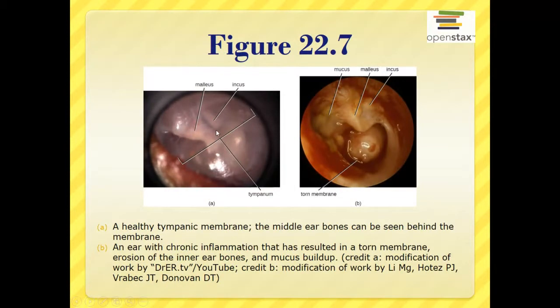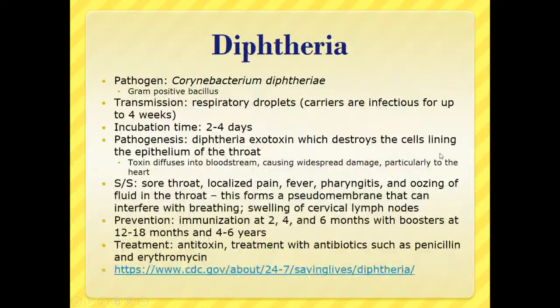So here you can see in photo A a healthy tympanic membrane. You can see the bones there. In B, you see actually a torn membrane, like the eardrum has actually ruptured. You can see that the bones of the ear have actually kind of started to erode, and you see this mucus build up in here that has occurred as a result.